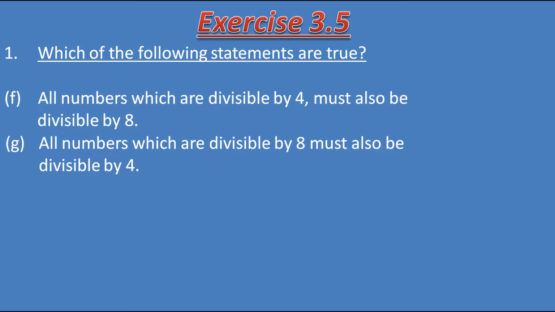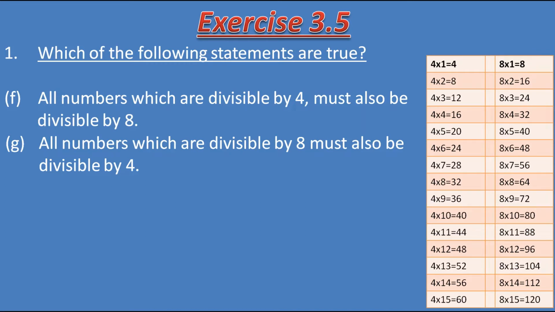So first we will check the first statement, that is all numbers which are divisible by 4 must also be divisible by 8. For this we will check the multiples of 4 and multiples of 8. When we look carefully at these two tables, we understand that the multiples of 8 are present in the multiples of 4. But all the multiples of 4 are not present in the multiples of 8. See here, 12 is not present in the multiples of 8, 20 is not present, but all the numbers from the 8 table are present, right?